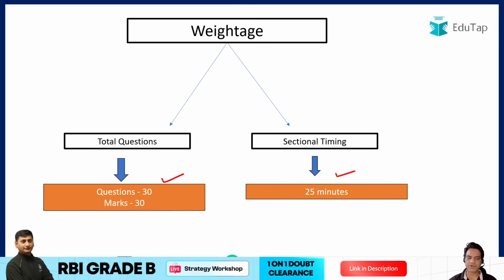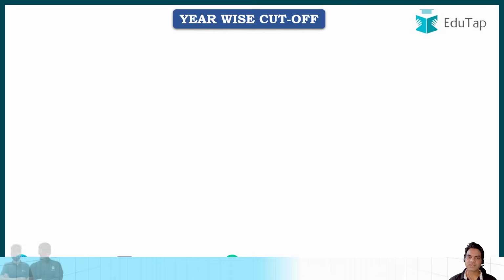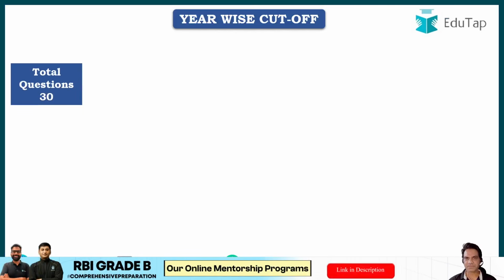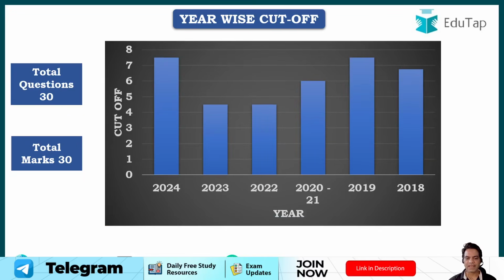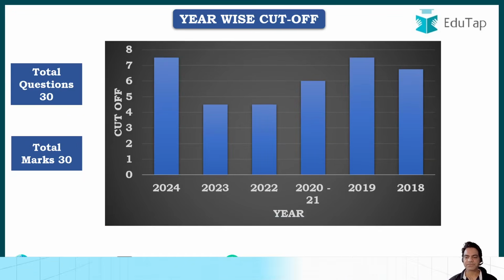But before that, what is the bare minimum cutoff that you have to clear out of 30 marks? So let's look at the previous year cutoffs for the RBI Grade B exam. The total number of questions is 30, the weightage is 30 marks, and I have discussed with you the cutoffs for the last 7 years.